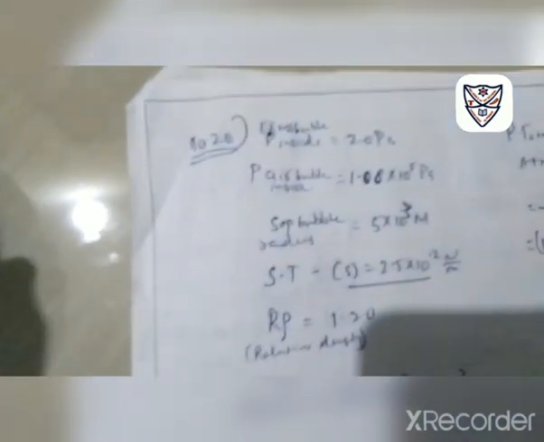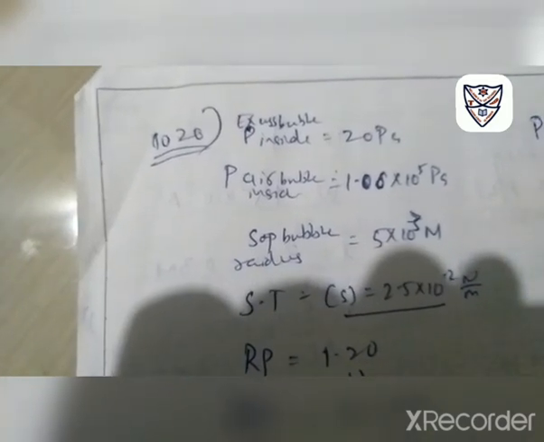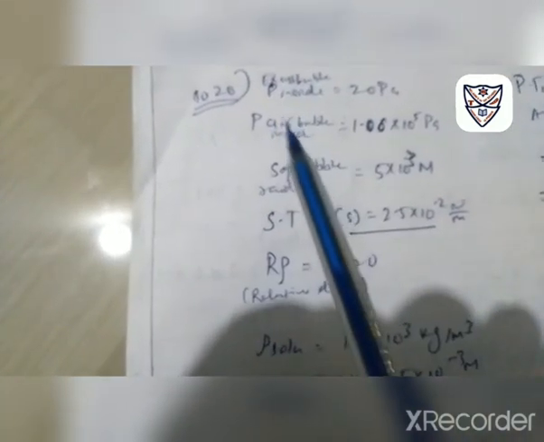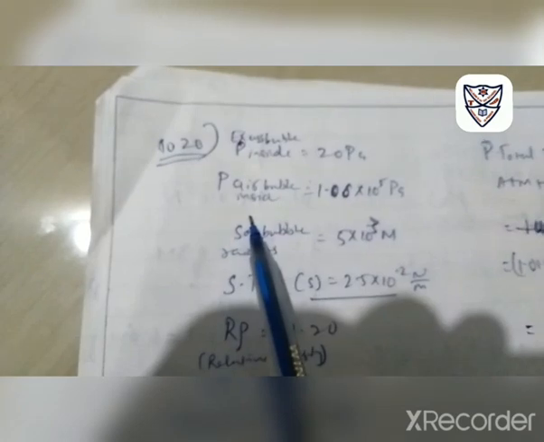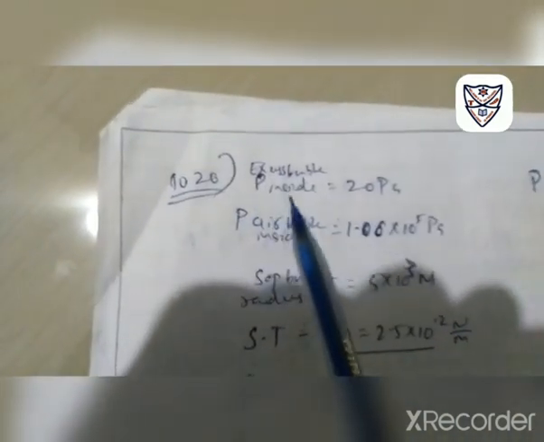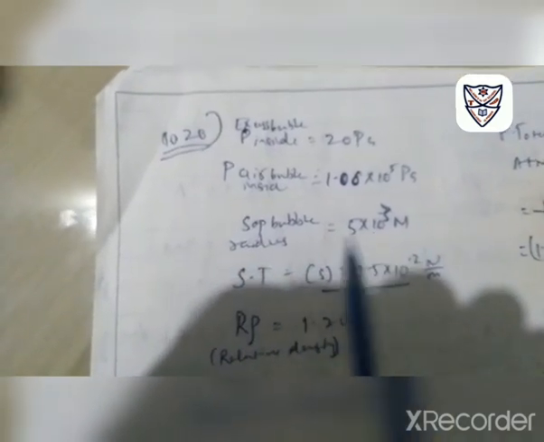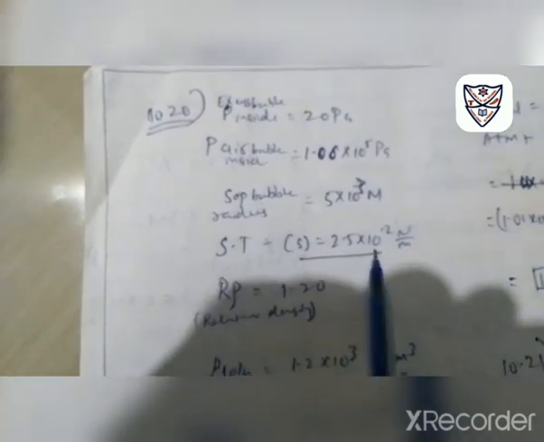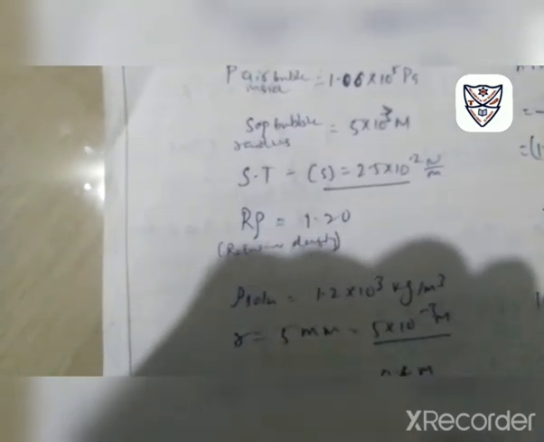Now see the next one. Here the excessive pressure inside the bubble is given. You have to understand the question first properly. They have given the bubble where we have a pressure inside and outside. The pressure of the air bubble inside is given to you. Excessive pressure is given to you. A radius is provided to you. Moreover, surface tension is given to you. So relative density is also provided in the question.